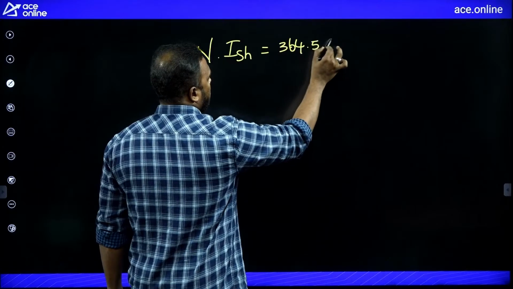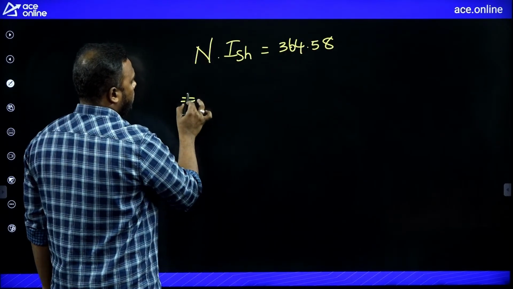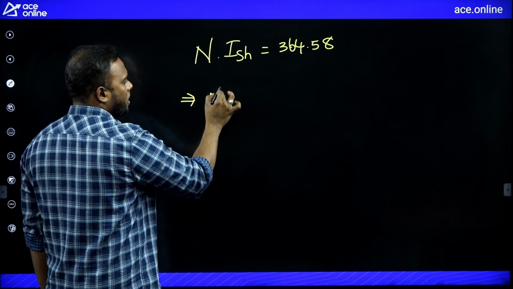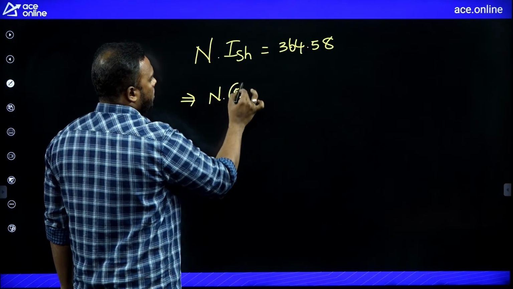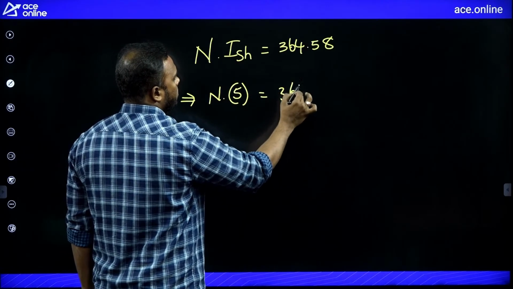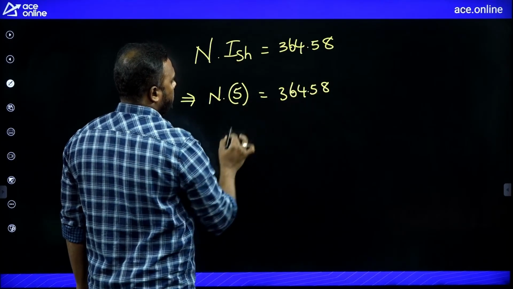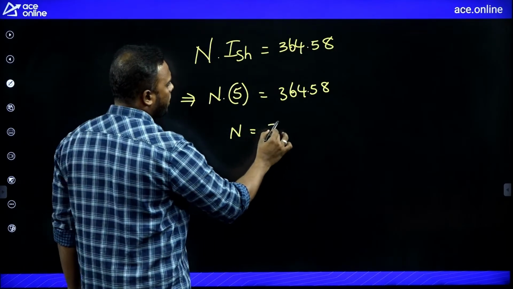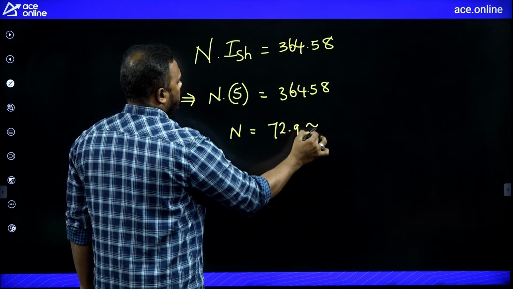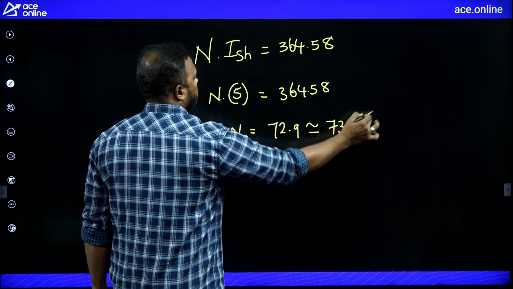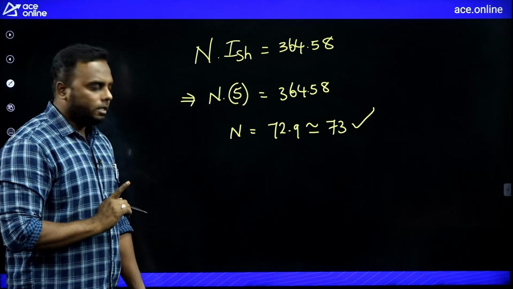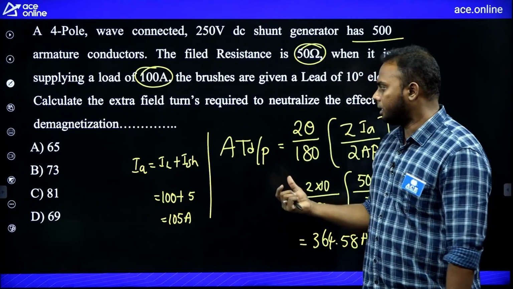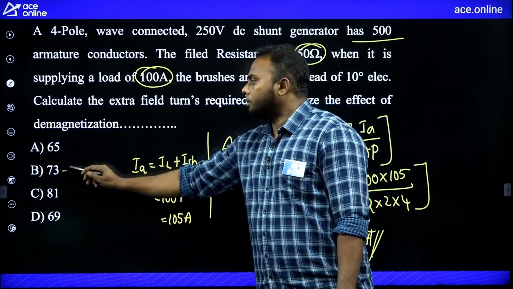364.58. And what is the current passing through field winding now also after placing extra turns? Let extra turns are n. Same current will pass, 5 amperes only. This is equal to 364.58. Now solve from this, number of additional turns required is 72.9 or approximately 73 turns required for us. 73 turns required in order to neutralize this extra demagnetizing effect. Option B is correct.